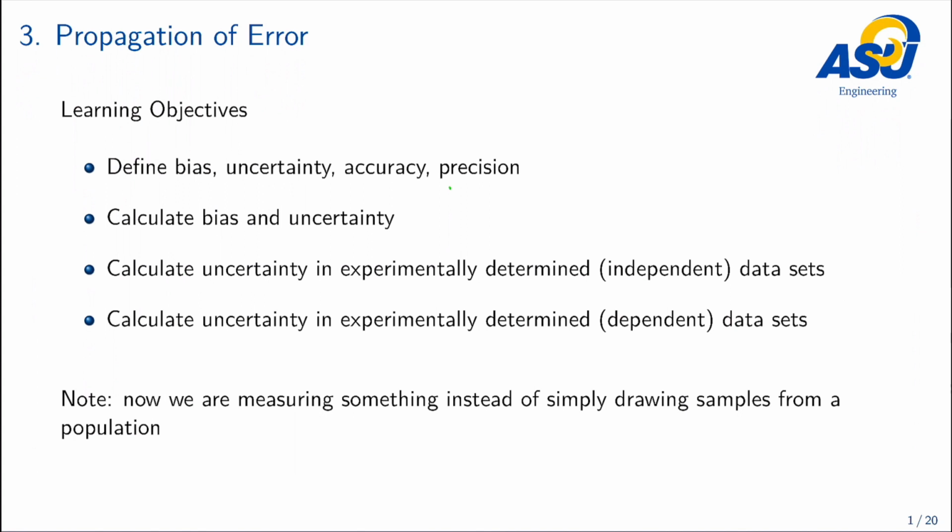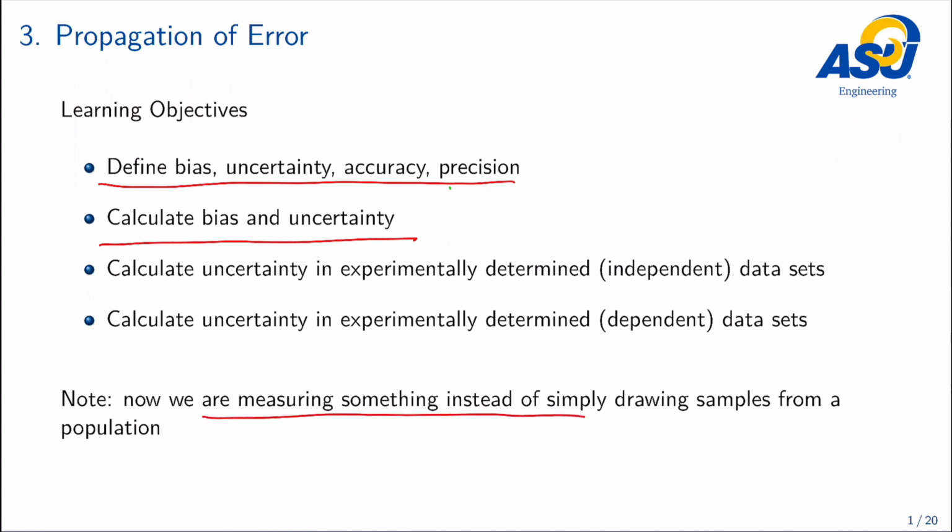Chapter 3: Propagation of Error. The objectives of this video are to define bias, uncertainty, accuracy, and precision, and to calculate bias and uncertainty. As a difference from the previous chapters, in this chapter we are measuring something instead of simply drawing samples from a population.